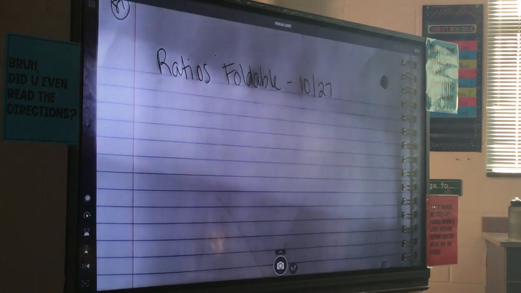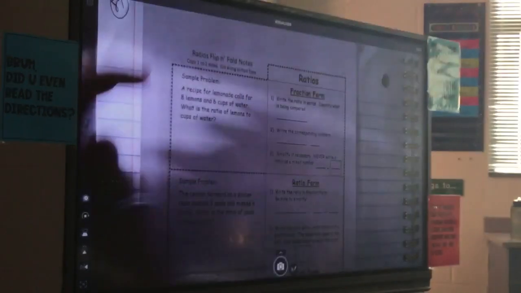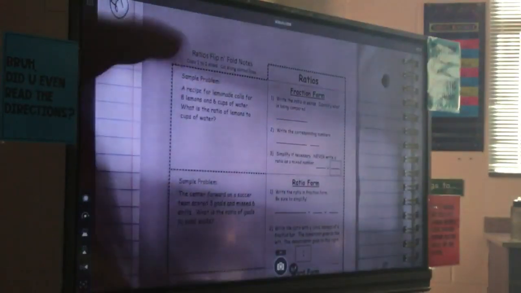What you're going to do first, you're going to cut around the dotted lines. Okay? So you're just simply cutting around the outside of this foldable.